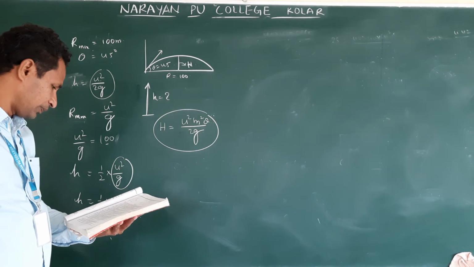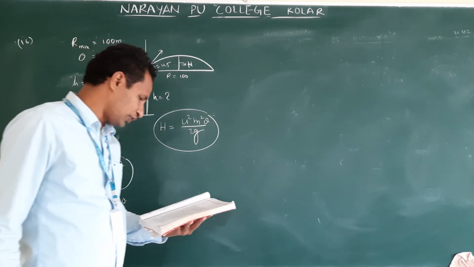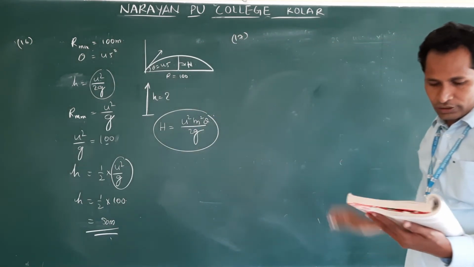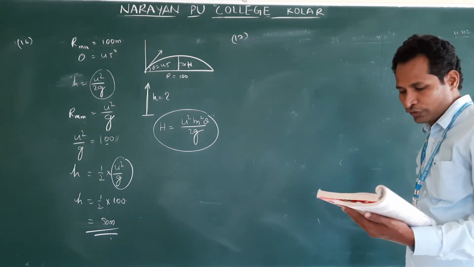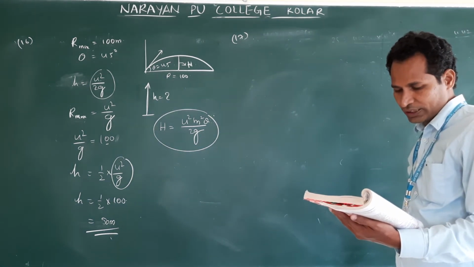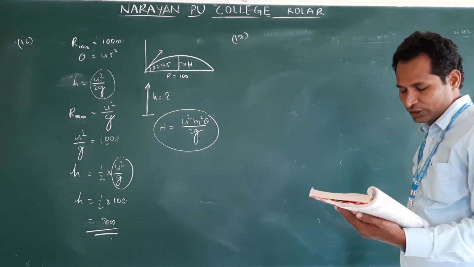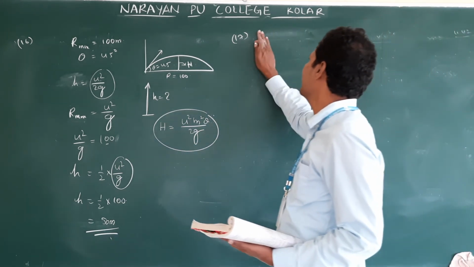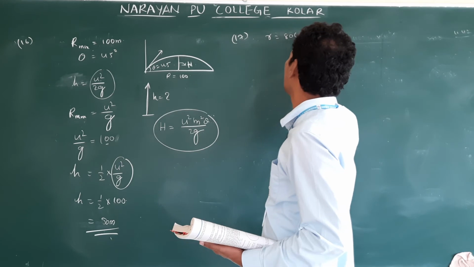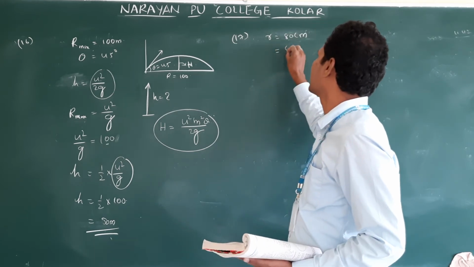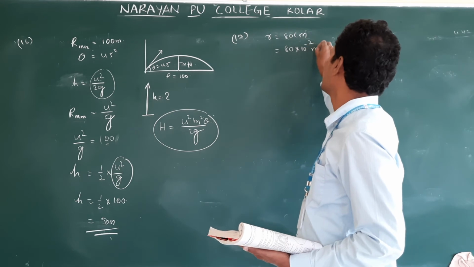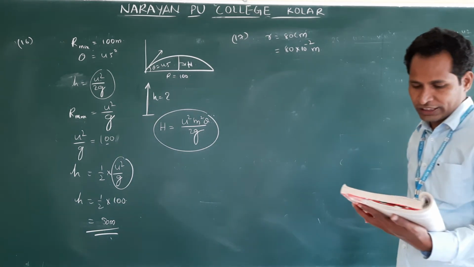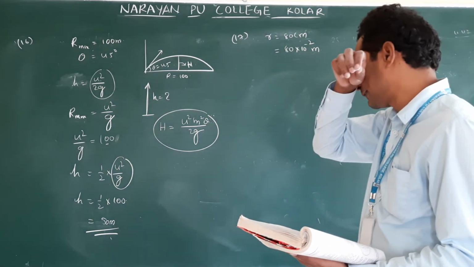Next, 17. A stone tied to the end of a string 80 cm long is whirled in a horizontal circle with a constant speed. If the stone makes 14 revolutions in 25 seconds, what is the magnitude and direction of acceleration of the stone? Radius given. Radius R is equal to 80 centimeter. Convert this into meters: 80 into 10 power minus 2 meter.